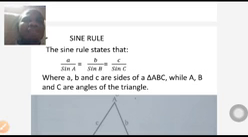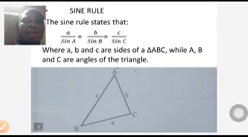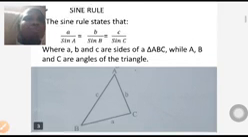The sine rule states that a over sine A is equal to b over sine B is equal to c over sine C, where a, b, and c, small letters, are sides of a triangle ABC, while capital letters A, B, and C are angles of the triangle.